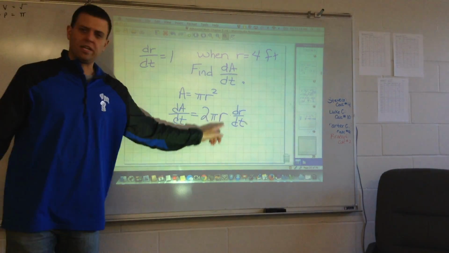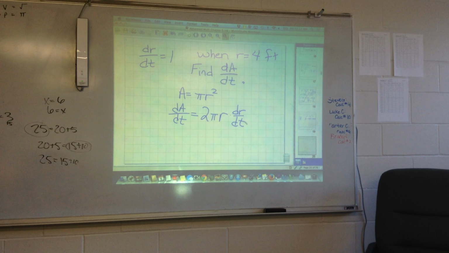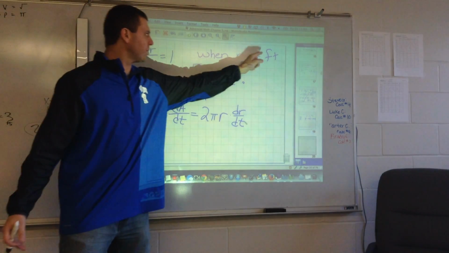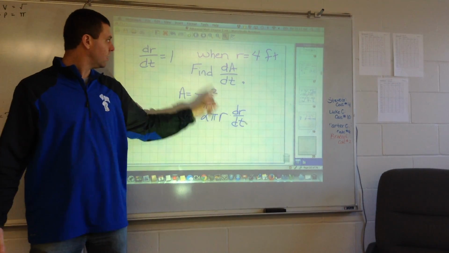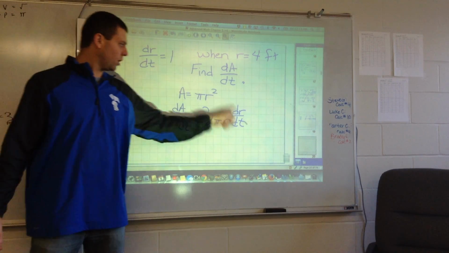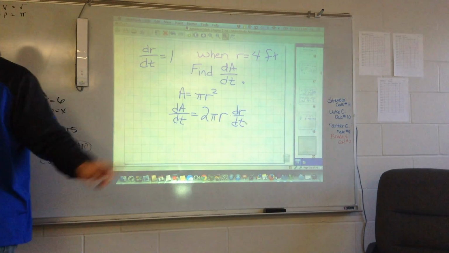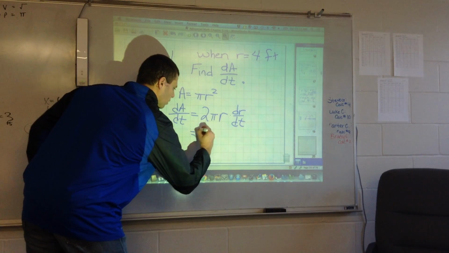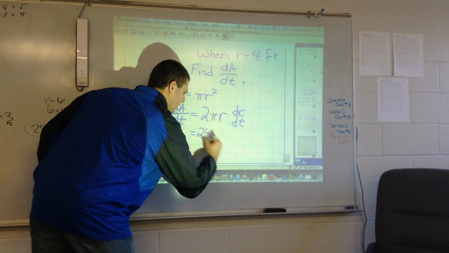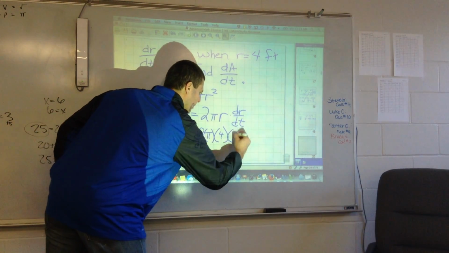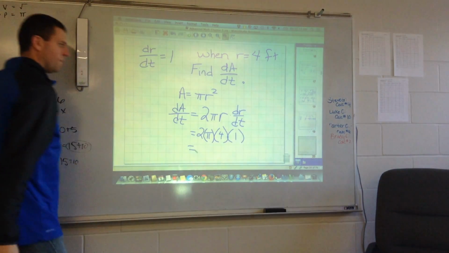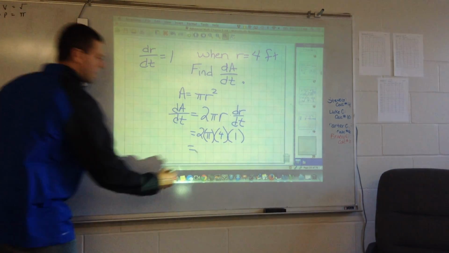Do I know what the radius is? 4, because that's where I'm interested. I'm interested at the moment the radius is 4, how fast is the area increasing? That was in the question, so 4 goes here. dr dt is 1, so 1 goes there. So 2 times pi times 4 times 1, and I get 8 pi.